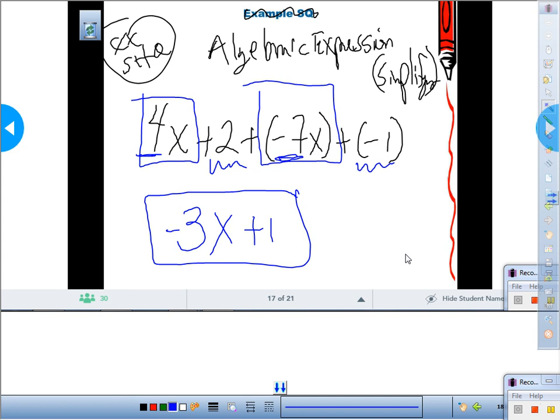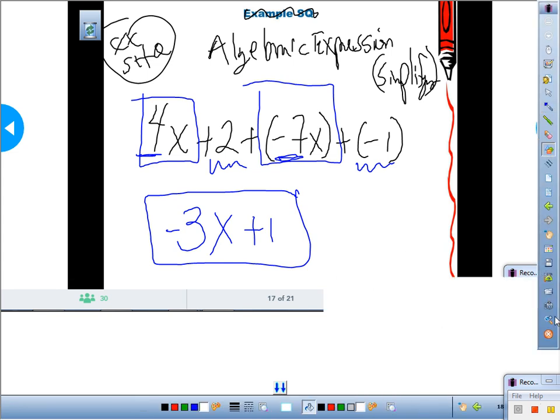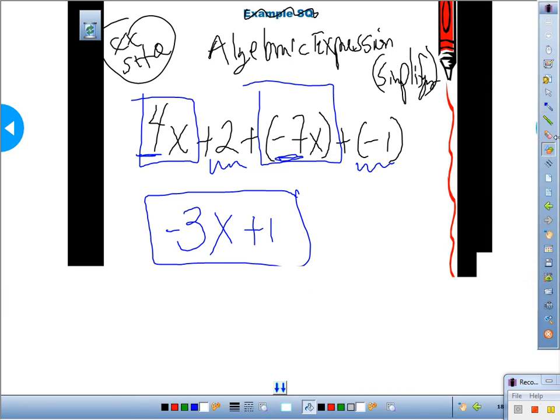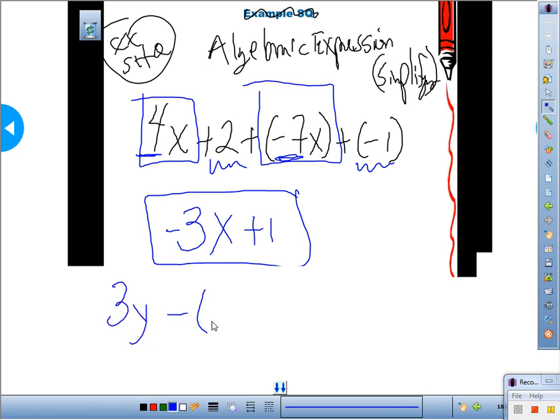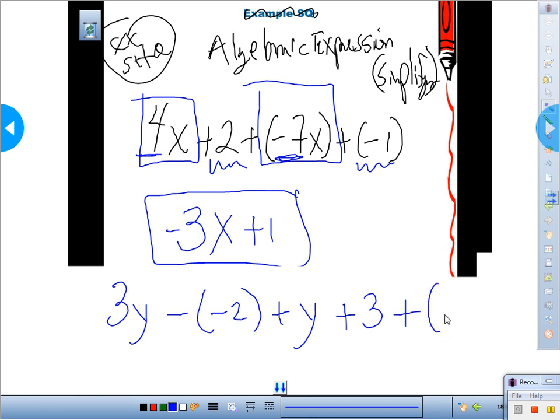Here we go. Let's do 3y minus negative 2 plus y plus 3, and let's do plus negative 6y.